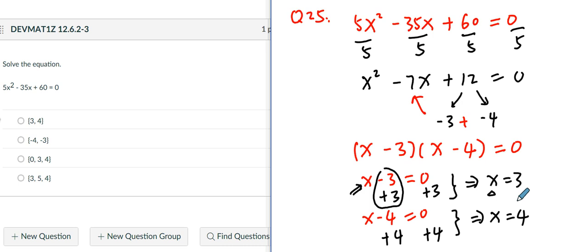So 3, 4, that will be our first choice. Okay. Again, you can plug in 3 to check. You will get this whole polynomial 0.